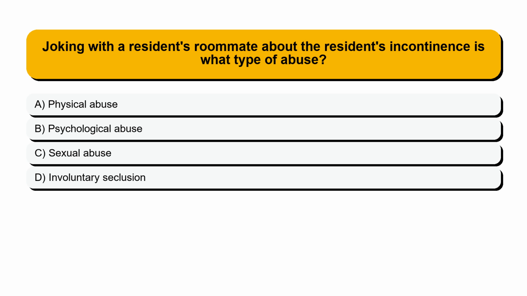Question 30. Joking with a resident's roommate about the resident's incontinence is what type of abuse? Option A. Physical abuse. Option B. Psychological abuse. Option C. Sexual abuse.